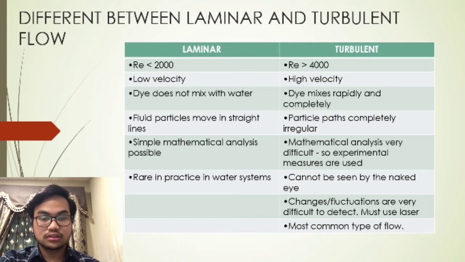Also, turbulent flow cannot be seen by the naked eye. Its changes or fluctuations are very difficult to detect. We must use a laser to detect it. But turbulent flow is also the most common type of flow.